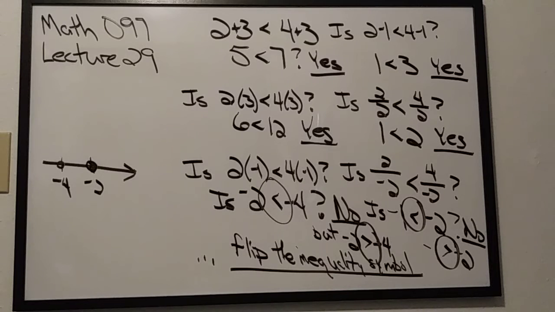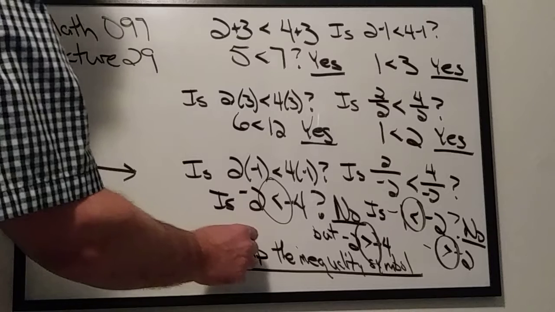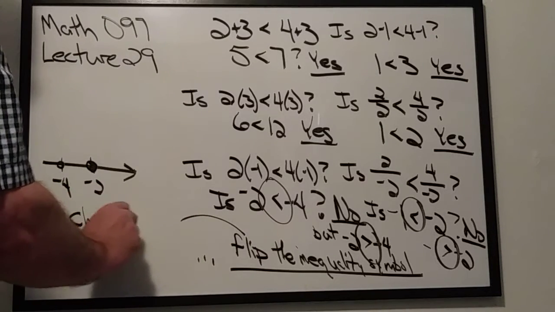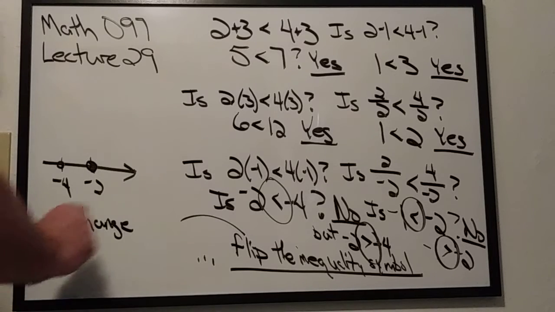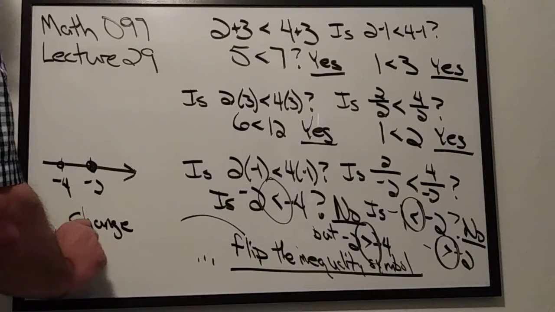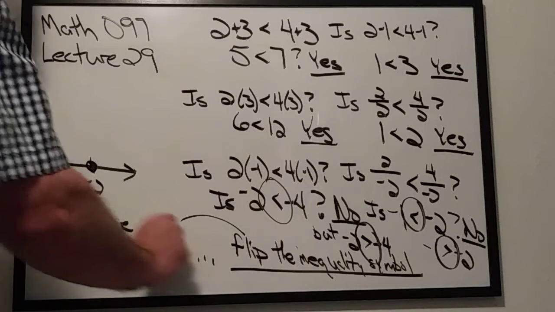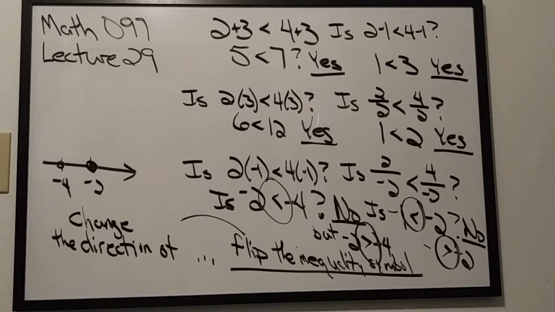Now, in order to prepare you for the worksheet for today, I'm just going to go ahead and write off to the side a different wording for flip. Another phrase that I could use is change the direction of. So anytime you multiply or divide both sides of an inequality by a negative number, you need to change the direction of the inequality symbol.